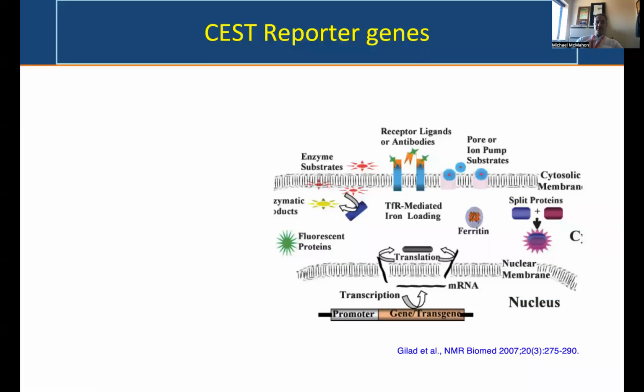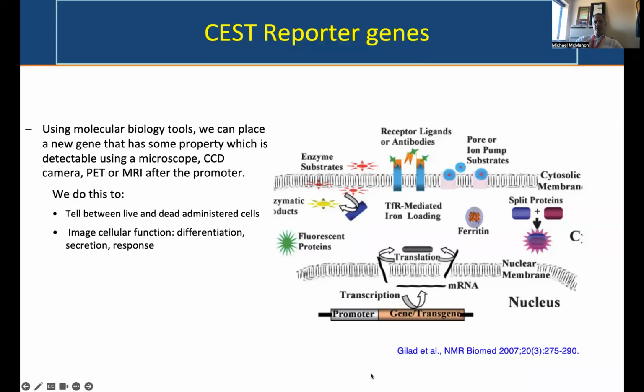Based on this discovery, we thought about working on reporter genes. So what are reporter genes? We can place a gene which has some property which is detectable, whether through MRI, PET, or optical imaging, after a promoter to tell between live and dead cells based on expression of this reporter protein. And we can also look at cellular function, including looking at differentiation, secretion, and response with these reporter proteins.